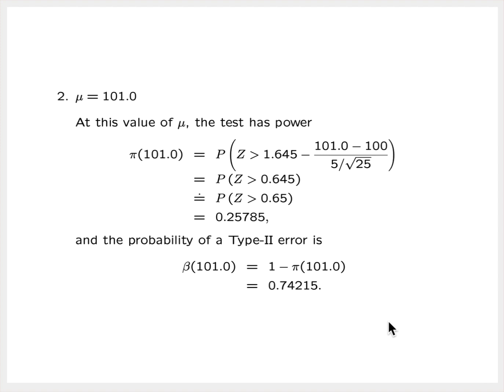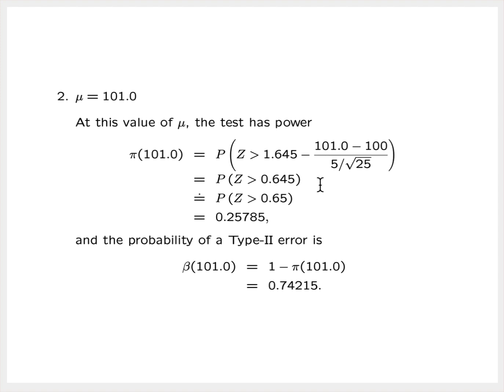Now, what if we move out a little bit further away from 100 in the direction of the alternative hypothesis? So what if mu were actually equal to 101? What would be the likelihood that we would reject the null hypothesis? Well, that is given by the power evaluated at 101, and you can see we're doing the same kind of thing here. When we evaluate this quantity, we get 0.645.